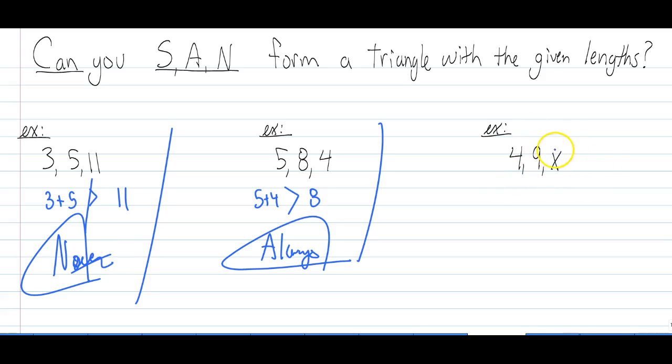Okay, the one on to the right. Here's where we start getting into variables. It's not clear which one of these is the largest. Now 9 is bigger than 4, but we don't know how x compares. So we're going to do two cases. The first case is, what if 9 is the largest side? Well, then 4 plus x would have to be greater than 9. Subtract 4 from both sides, we get x greater than 5.